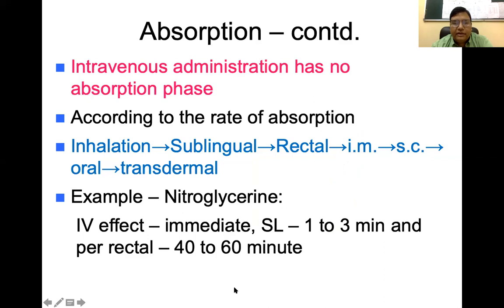So what happens when we give a drug? IV has no absorption phase, and the rate of absorption is fastest for the inhalational, followed by sublingual, rectal, IM, subcutaneous, transdermal. Inhalational has a wider surface area and high blood flow, so the absorption is very fast. By the different routes, the same drug is going to have its action differently. When we give a drug by IV route, its effect is immediate. Sublingually, it takes time. Rectally, 40 to 60 minutes.